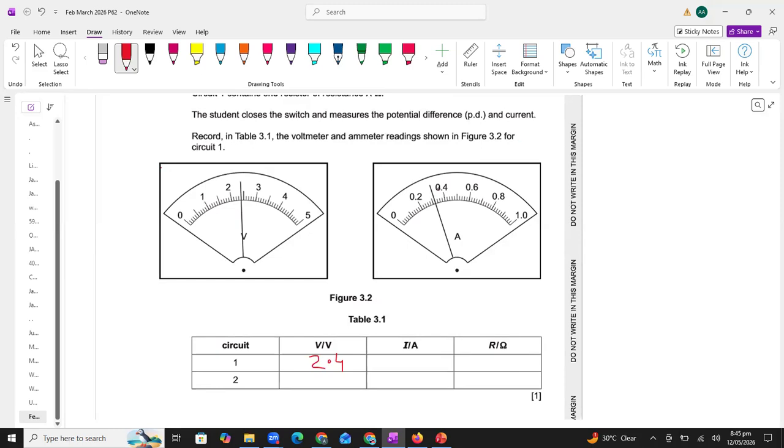You can see this line is between 0.2 and 0.4. Each line is representing 0.02 ampere. So it is 0.3, then 0.32, because we are getting a line after 0.3. So it must be 0.32 ampere. Are you understanding this, students?